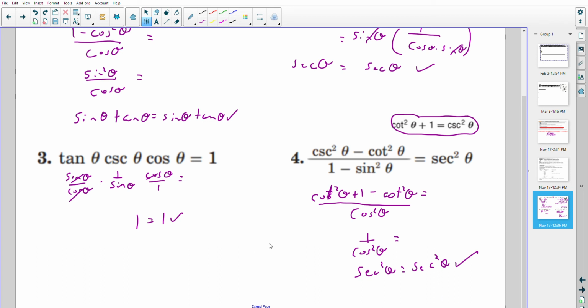So there's a variety of techniques to use in order to prove the identities. And again, you only can choose one side, work down, and don't touch the other side until you get to the end.